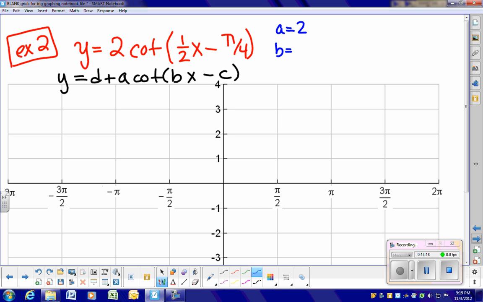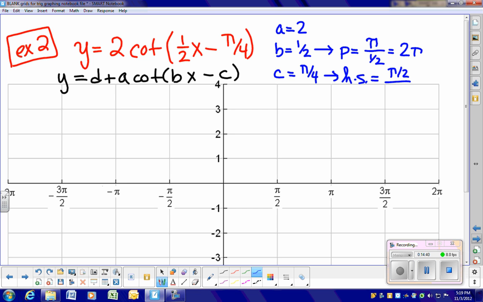B is a half. Now remember that now our period equation doesn't have a 2 in it. It's just pi over b, which would give us 2 pi in this case. So this graph is going to be stretched out wider than cotangent normally is. And then our c value here is pi over 4. And our horizontal shift equation is still going to be c over b. So that's pi over 2 over, pi over 4.